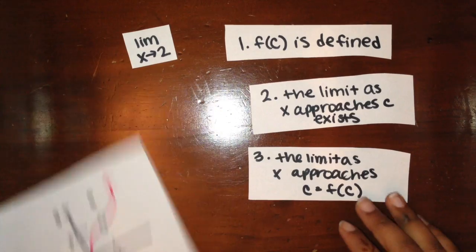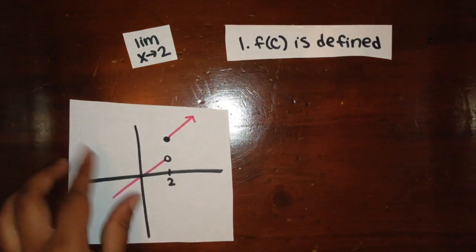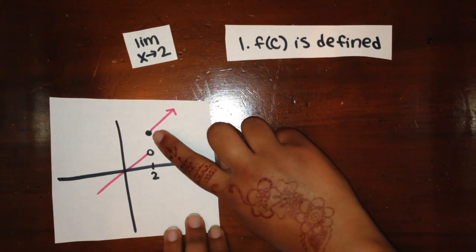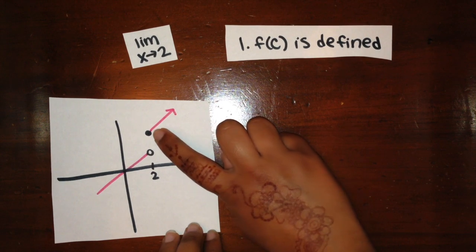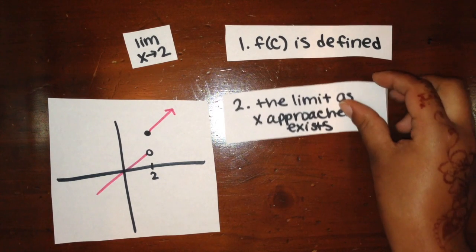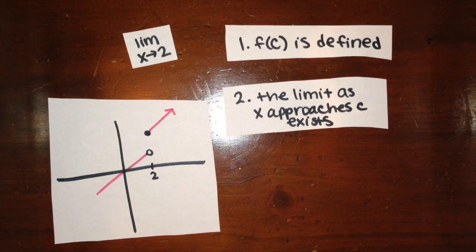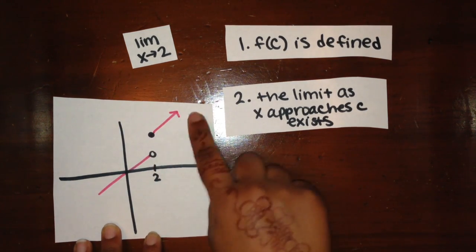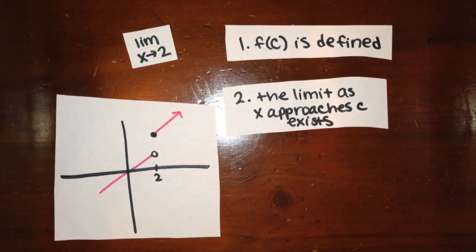Finally, we're going to take a look at one more graph right here. Let's see, is f of c defined? Yes, we can see f of c is defined up here. I didn't put a number up here, but let's say that equals 4. So yes, f of c is defined. Now let's take a look at our next rule. For the limit as x approaches c, as we can see, the left side of the line does not match up with the right side of the line, so there is no limit, meaning we can't fulfill rule number 2, meaning that this is not continuous.